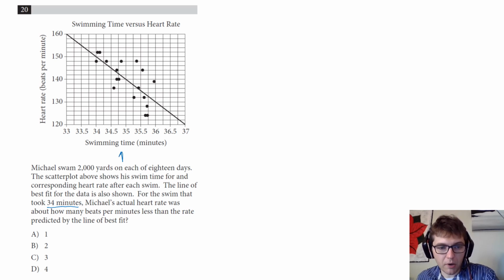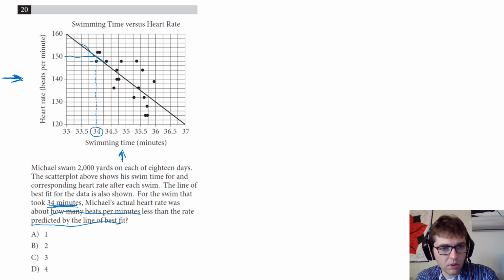So you have swimming time on the X, you have heart rate on the Y. They're asking about the swim that took 34 minutes. So take a look. Minutes is on your X-axis. 34 minutes is here. So they're talking about the specific data point right here. And the question they're asking about it is about how many beats per minute less than the rate predicted by the line of best fit. So your line of best fit is right here. At 34 minutes, the line of best fit predicts 150 beats per minute.